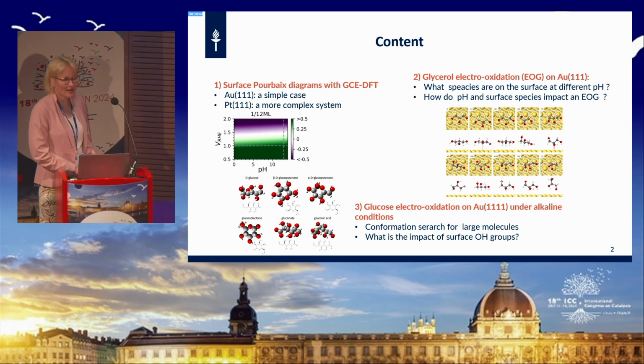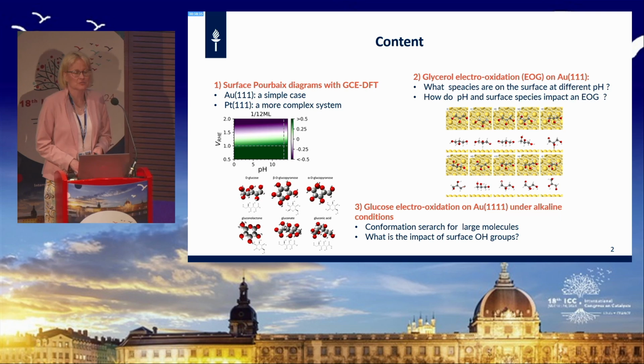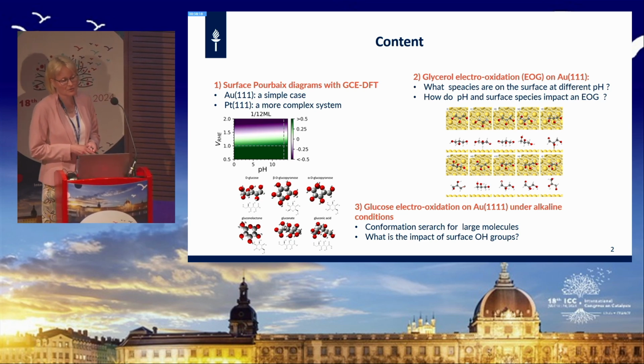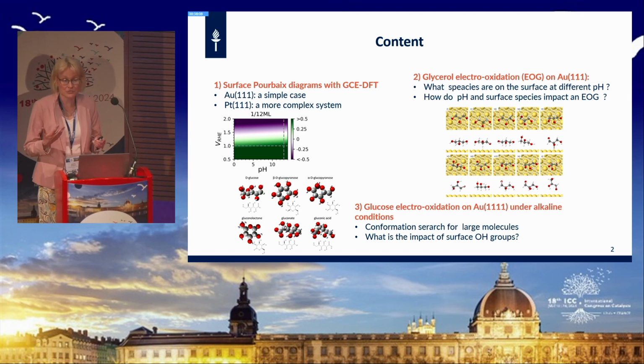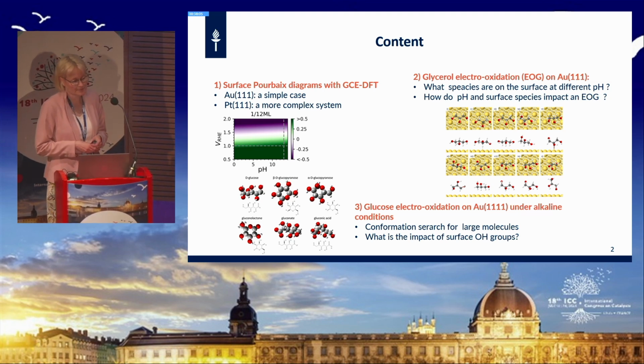So, in general, I will discuss mainly 3 topics. First of all, the state of the catalyst under the electrocatalytic reaction conditions. How does it look? What can we do, what should we do? And then I look at 2 different electrooxidation reactions of biomass-derived species: glycerol electrooxidation on gold. How does the pH affect the electrocatalytic activity? And how do the surface species do that?